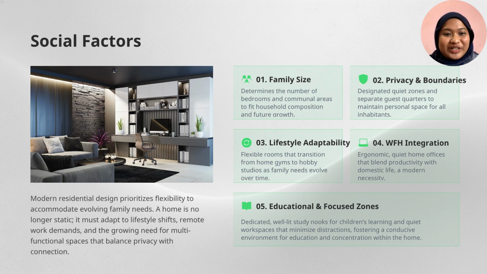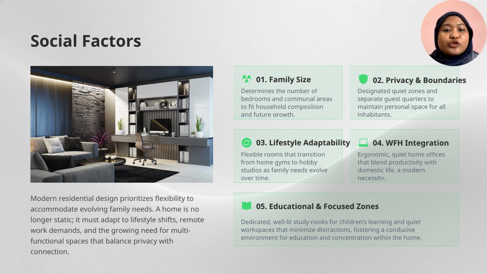Besides environmental conditions, housing design must also consider the people who will live in the house. This brings us to the next factor, which is social factors. Social factors focus on the needs, lifestyles, and daily activities of the people living in a home. The first factor is family size. The number of family members determines how many bedrooms, bathrooms, and shared spaces are required while allowing room for future family growth. The second factor is privacy and boundaries.